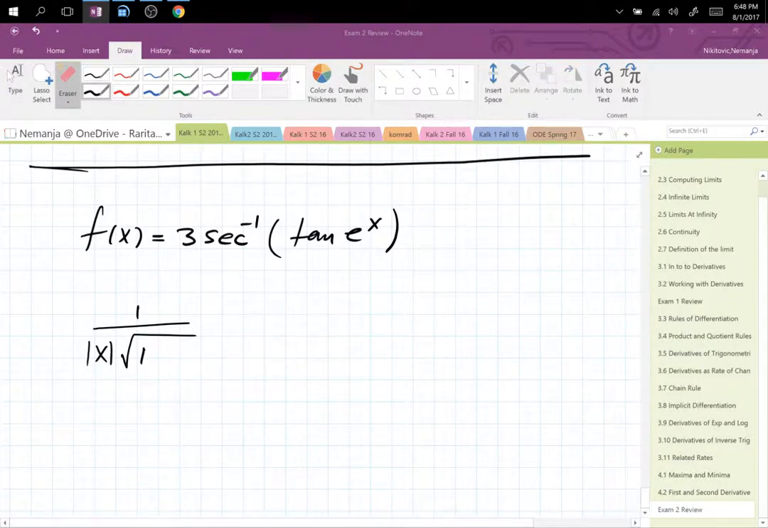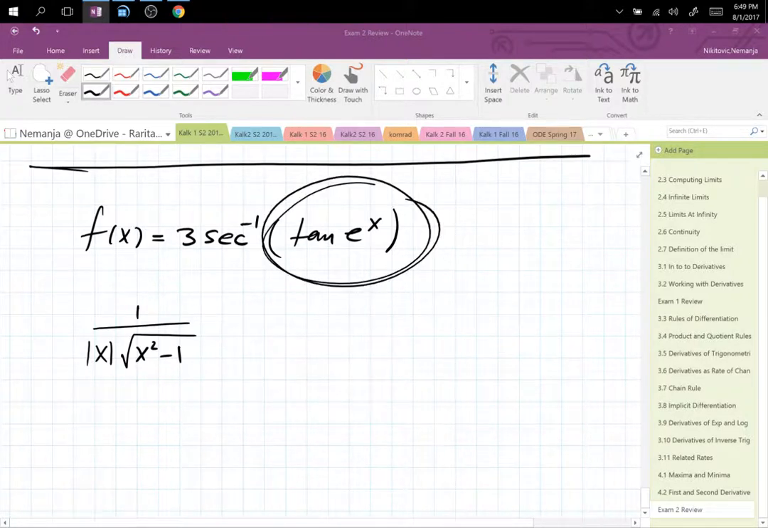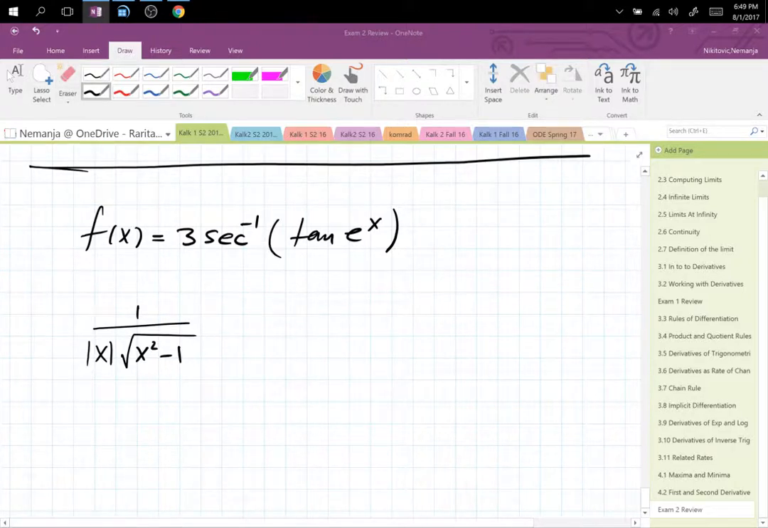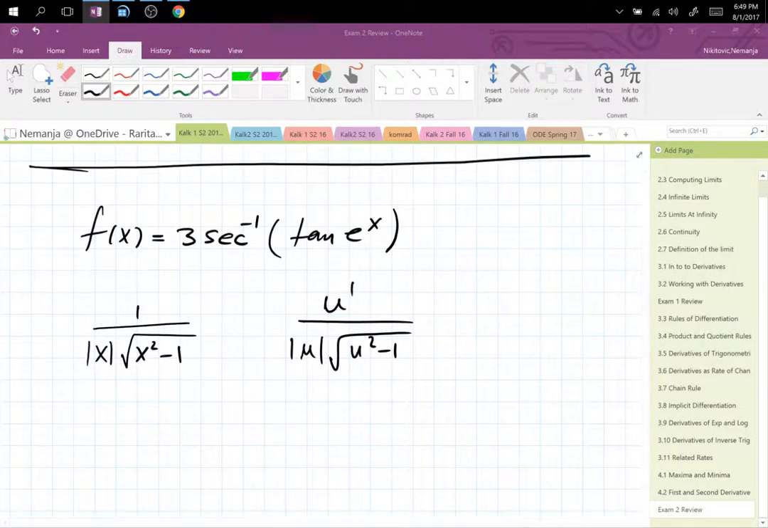Yeah, you were right the first time. We cannot use the formula in this form because it has a function, call it u, over here. So we have to use the enhanced formula, which is u prime over absolute u, square root of u squared minus 1. That's the enhanced version of the formula. So when you have the chain rule inside the chain rule, you do your u prime first. So all of this is u. Yeah. And when I take the derivative of it, there will be another chain because of e to the x.